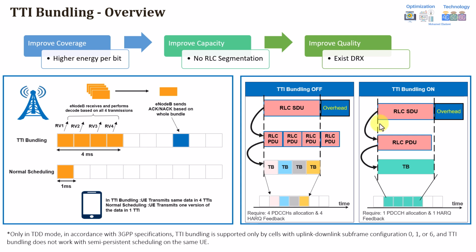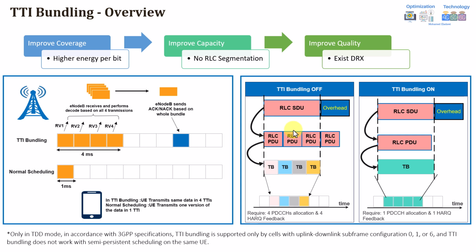In case of without TTI bundling, if the user is already at the coverage edge and has very poor performance on the uplink, in this case he will need this kind of RLC segmentation. He has less energy, or less power, because he cannot send the complete packet at one time, as he has limited uplink coverage. So the RLC layer will do the segmentation into, for example, as you can see here, four buckets. Instead of 1, it will be sent in 4 transport blocks, each one sent in a different TTI.